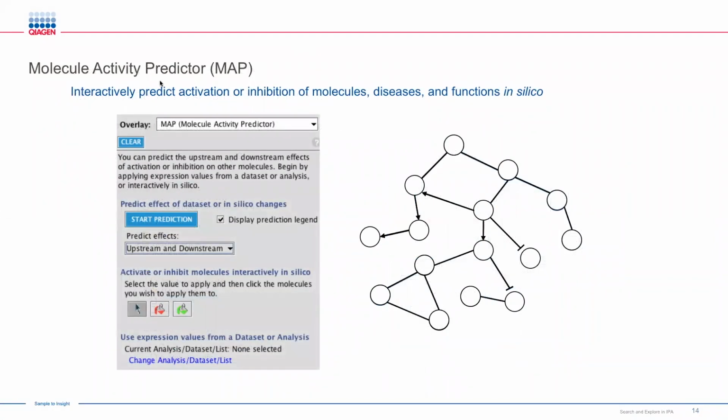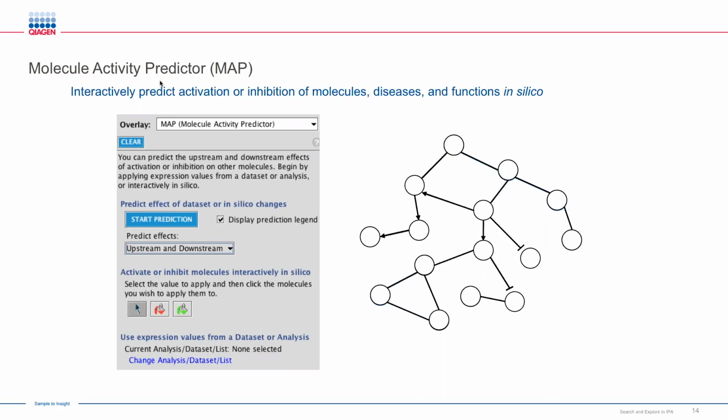So the molecule activity predictor, or MAP tool, enables you to predict the upstream or downstream effects of activation or inhibition of different molecules or diseases and functions within a network or a pathway in IPA. So you can examine these relationships by selecting a particular node that you want to start with, and you can say, this is activated or this is inhibited, and then examine what effect it has on a set of neighboring molecules that have a so-called known activity or expression or phosphorylation.